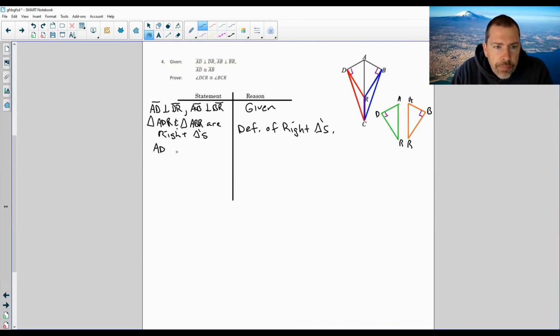AD is congruent to AB. Label the diagram. AD congruent to AB. Okay, this is going to be nice. That is a given. Very simple, proving these two triangles congruent. As you can see, this side is shared. I meant to use purple. AR is congruent to itself.